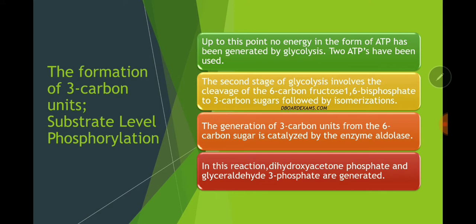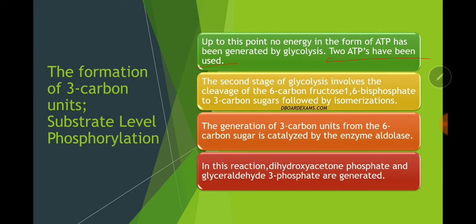All right. The formation of 3 carbon units also involves substrate level phosphorylation. Substrate level phosphorylation does not need oxygen. Up to this point, the first, second, and third steps of glycolysis have occurred, and we have not produced ATP yet, but we have used 2 ATPs.